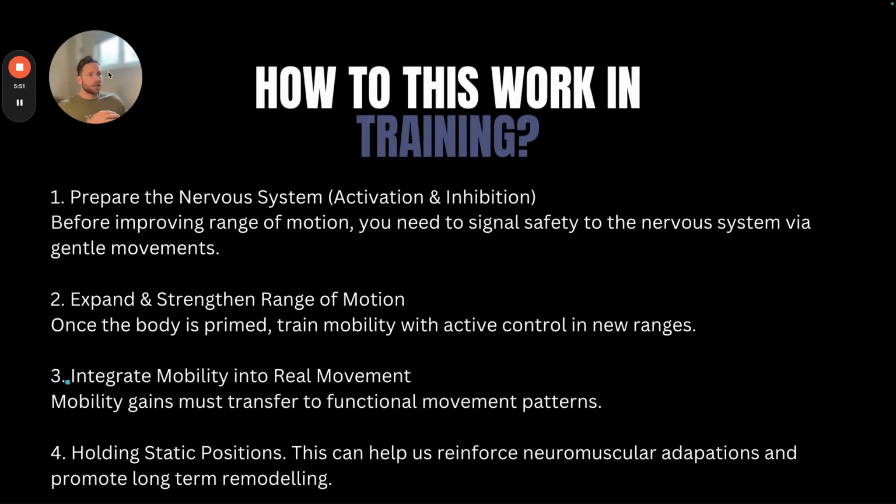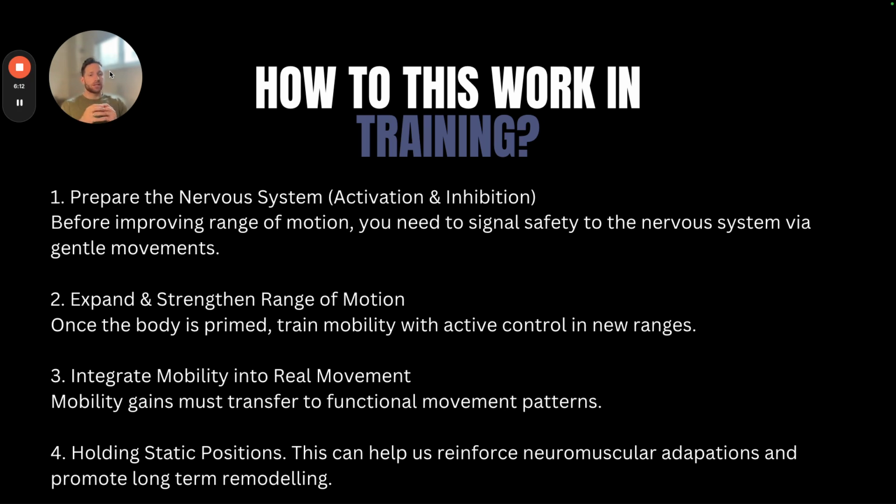How do we integrate this into training? So the first thing is preparing the nervous system. So activation, inhibition. What we want to do here is prep the body to start being able to elongate the muscle. And the first step is making sure that the nervous system is not going to guard. Once we get there, we expand and strengthen the range of motion.